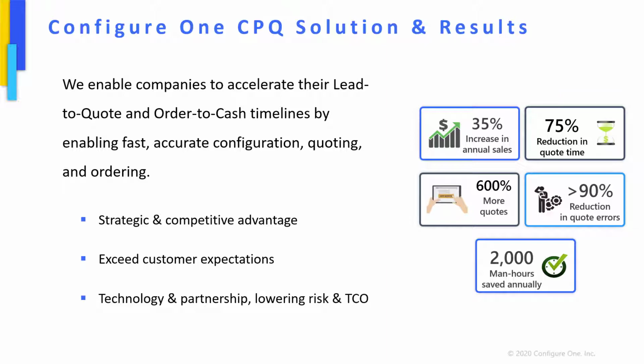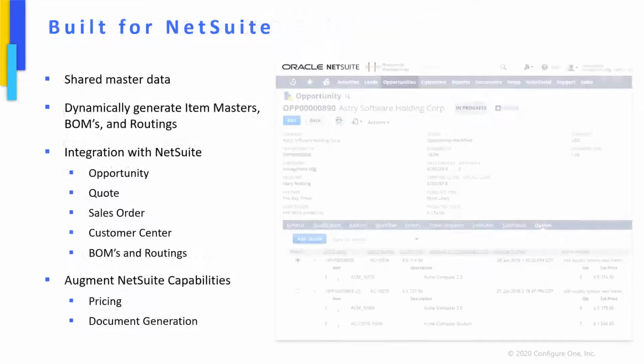By using Configure One as the friendly front end for quotation and order entry, and NetSuite as their powerful ERP and CRM solution, our customers are now able to accelerate their quote-to-cash and order-to-cash timelines, thereby increasing quote and order volume and reducing costly errors.